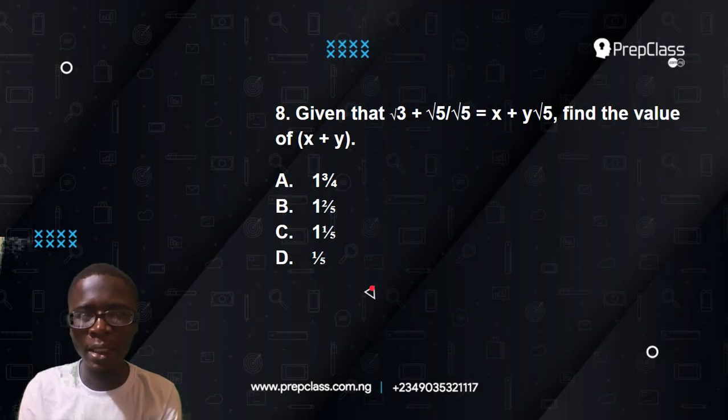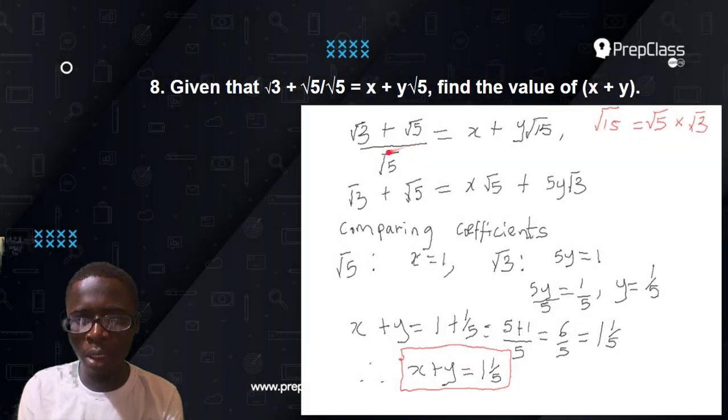Question number 8, it says, given that root 3 plus root 5, everything divided by root 5 is equal to x plus y root 5. Question is, find the value of the summation of x plus y. So I think in a better way, we can see this. This is how it's written. Yeah, I know some people may be thinking, how is this?